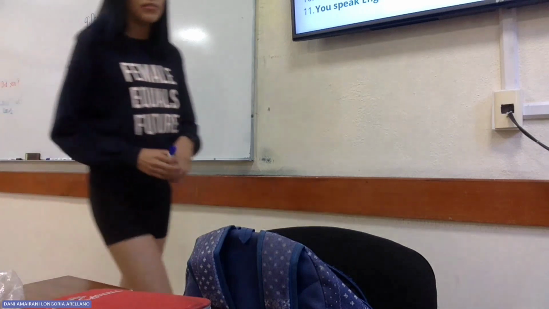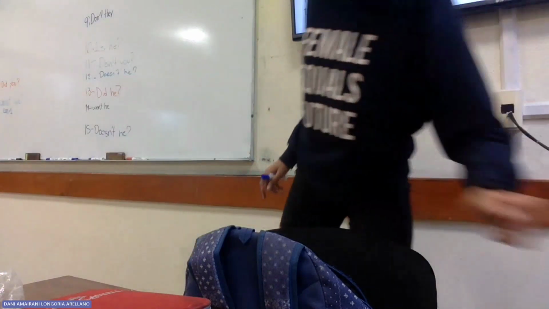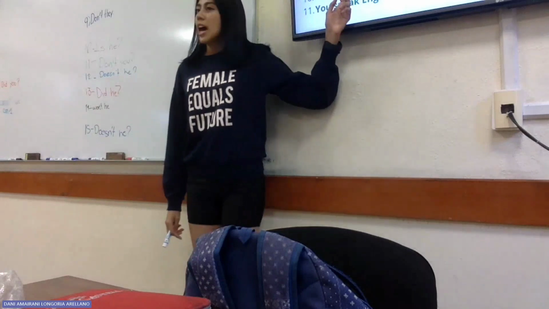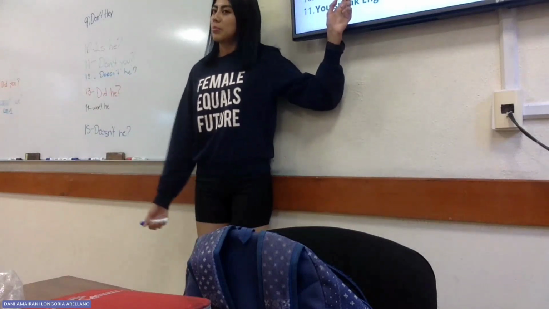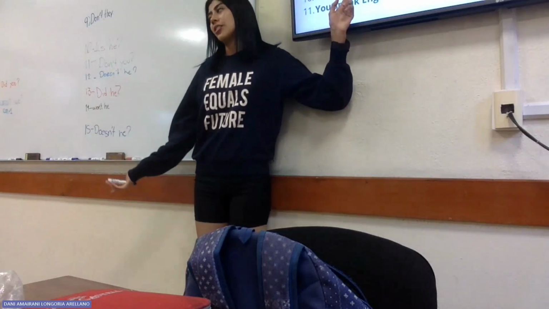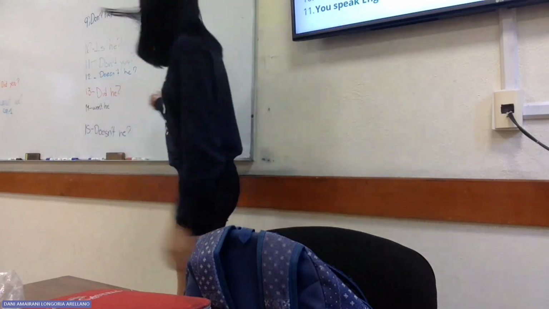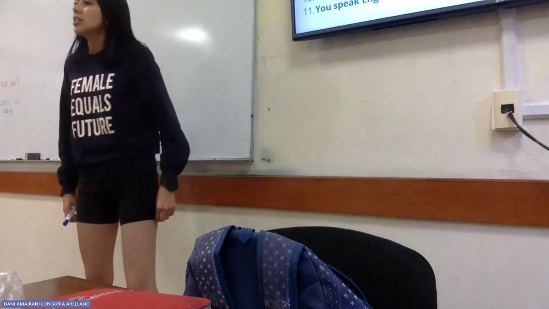Number 9. They have 3 children. Haven't they? How about today? No, because here we're just using have as a normal verb. It's not in present perfect nor past perfect. So the last one, it's okay.